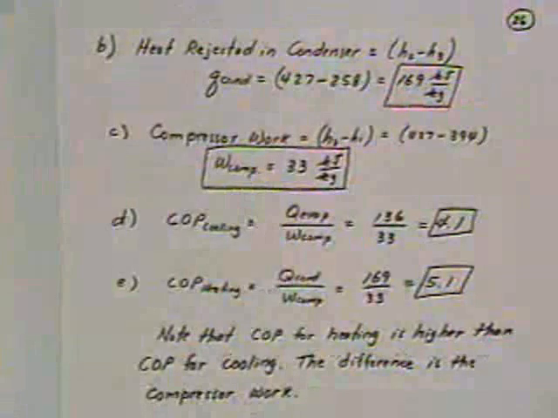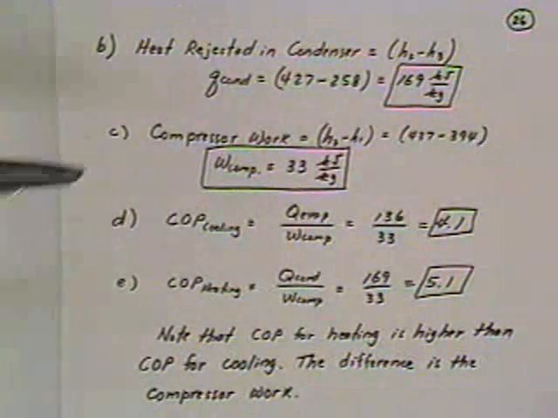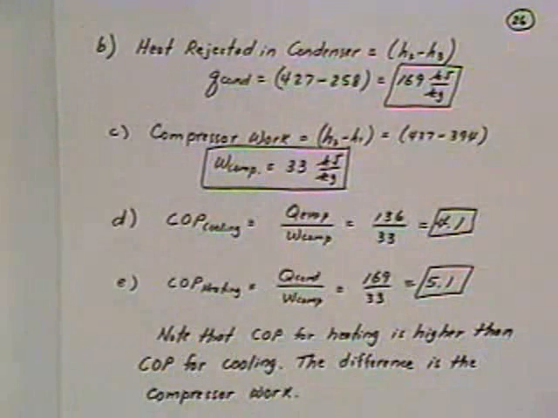Same way with compressor work. Compressor work we found is 33 kilojoules per kilogram. That is the amount of work that's required as a work input into the system, and because it is compressor work, I kept it as positive. If we're just determining what the work was, then we'd have a negative 33 kilojoules per kilogram, because it's a work input into the system.